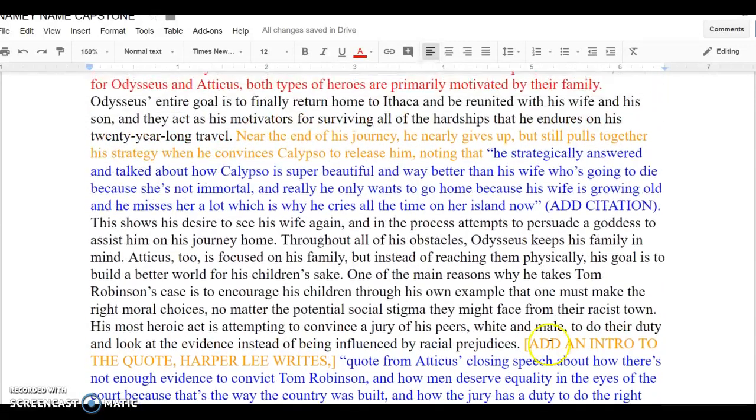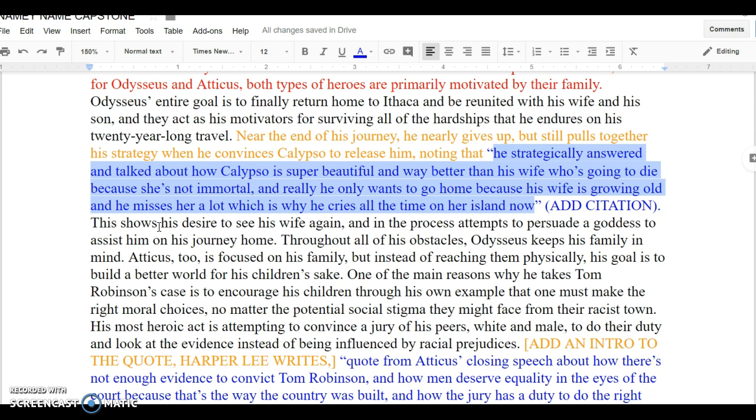So, for example, my fake quote, he's talking about Calypso, and he talked about Calypso releasing him because he wants to go home to see his family. And this is again a paraphrase. Yours will be the real quote, but my quote is, he strategically answered and talked about how Calypso is super beautiful and way better than his wife, who is going to die because she's not immortal, and he really only wants to go home because his wife is growing old and he misses her a lot, which is why he cries all the time on her island.